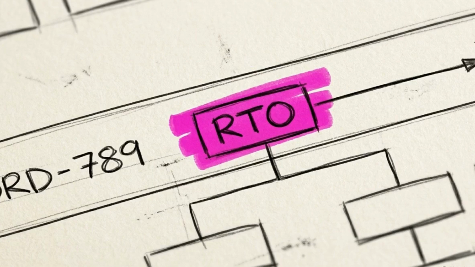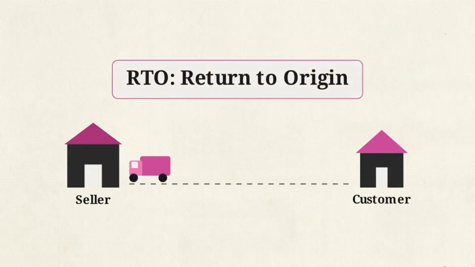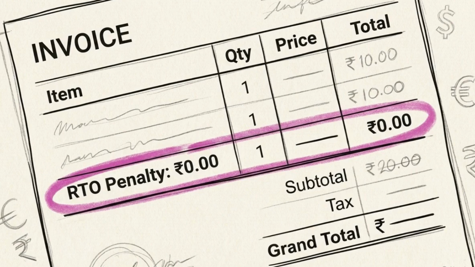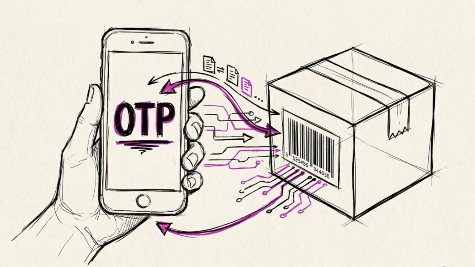You will eventually see orders labeled as RTO, or Return to Origin. This happens when a package bounces back because the customer wasn't available or canceled mid-shipment. Meesho does not charge you any penalty fees for these specific returns. When an RTO package arrives back at your location, follow a strict security protocol. Always ask the delivery partner for the official return OTP and verify it before physically accepting the package.